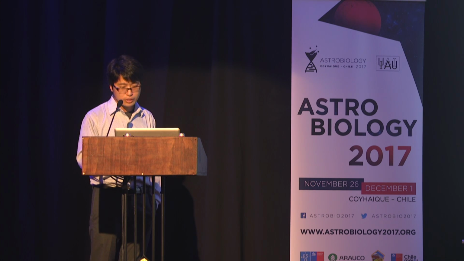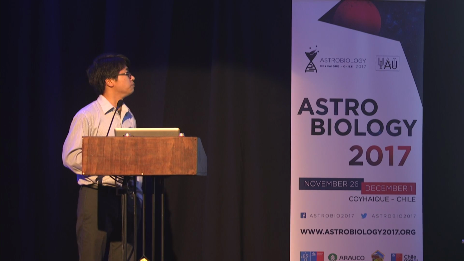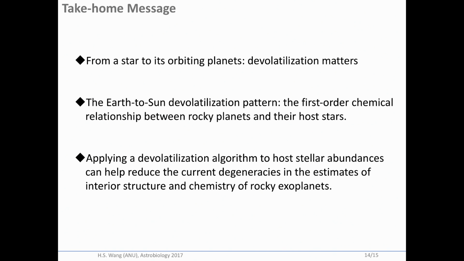So this essentially gives me a sense that from the star to its orbiting planet, the devolatilization matters. And the Earth to the Sun devolatilization pattern can serve as the first-order chemical relationship between a star and its rocky planet. And applying a devolatilization algorithm to the host stellar abundances can substantially help reduce the current degeneracies in the estimates of interior structure and mineralogy and even habitability of rocky exoplanets.